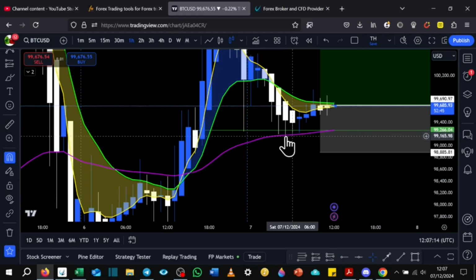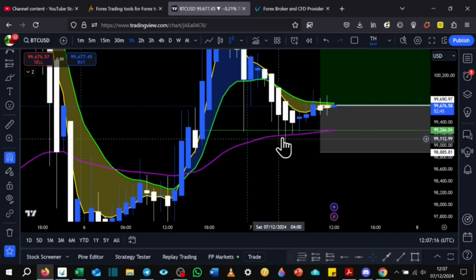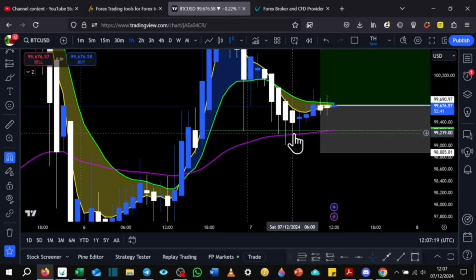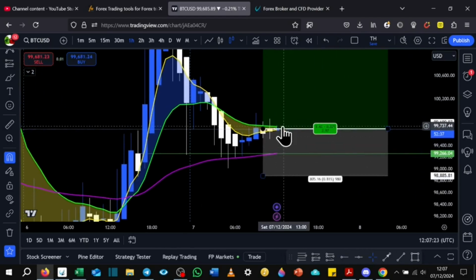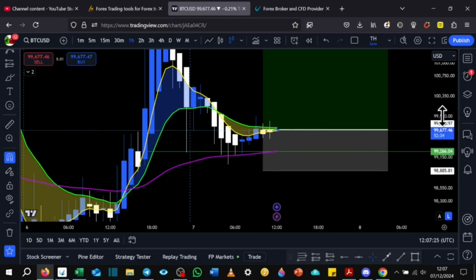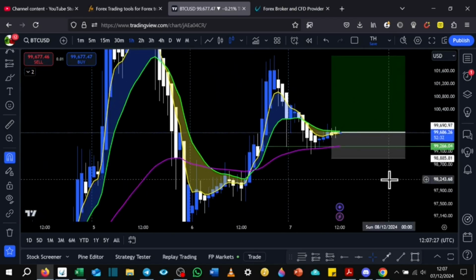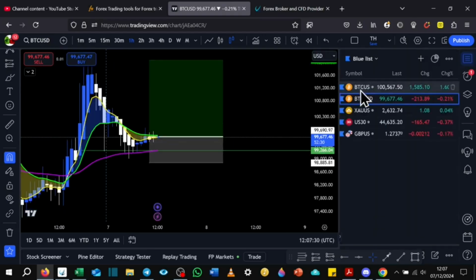And now it's hit the 62 EMA. It can't break the 62 EMA. And now it's starting to reverse. So it's very near. It's at our entry point now. So it's looking like it is actually gonna reverse. So that is all good.